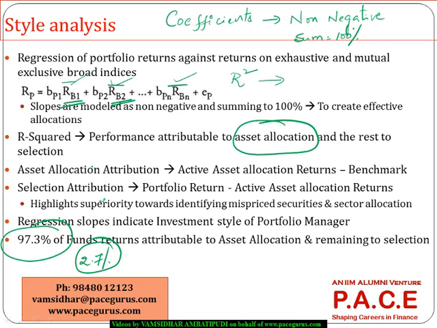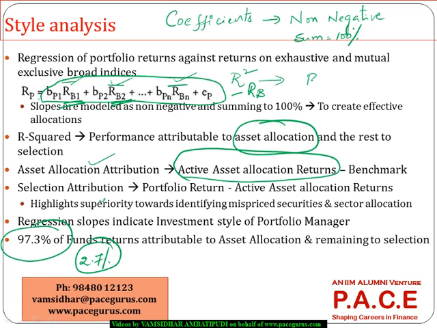So whenever we use the word asset allocation, we are typically looking at the returns on this particular model minus the benchmark return. That is what is associated with asset allocation. Whereas the actual performance of the portfolio over this asset allocation mechanism is attributed to the selection. Selection is more specific within the asset class, identifying the mispriced securities, identifying the subsectors, and then trying to invest in those.